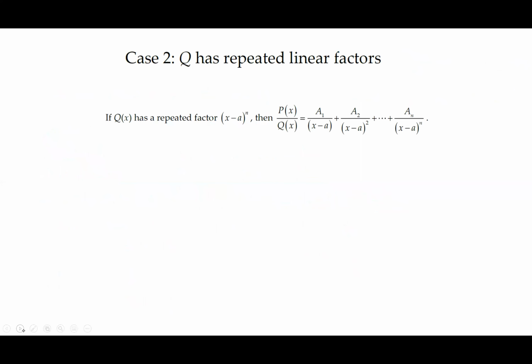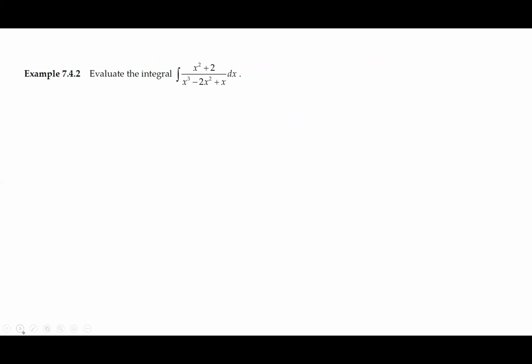All right, what if there are repeated linear factors? Well, that would be this case. Let's see what happens. So again, I'm going to take this denominator and I'm going to factor it.